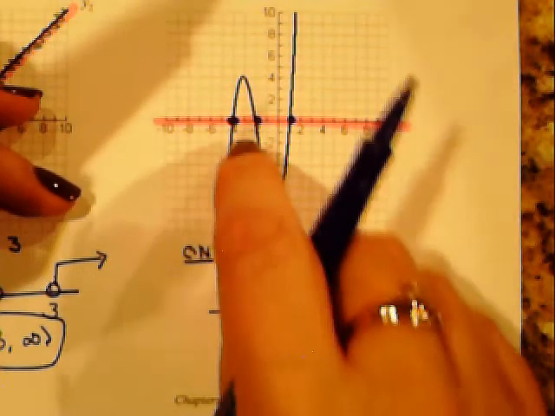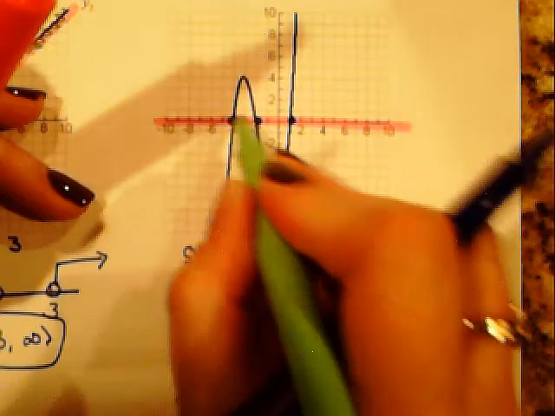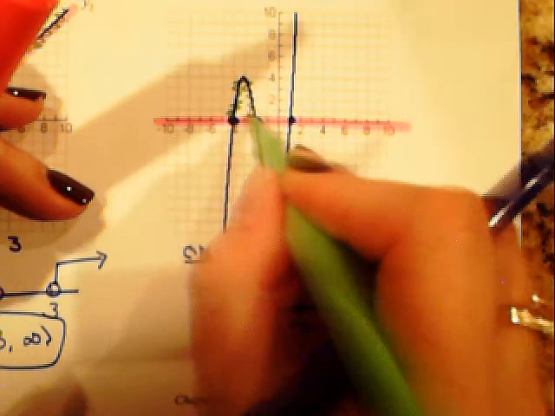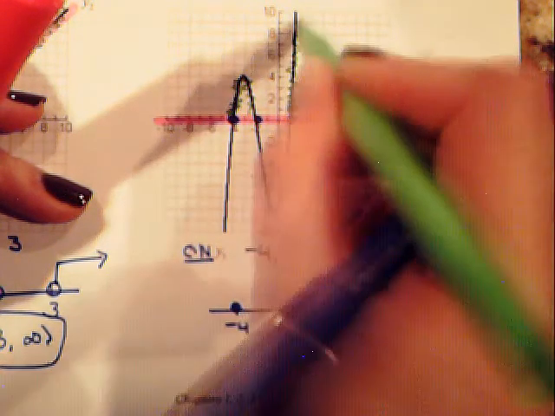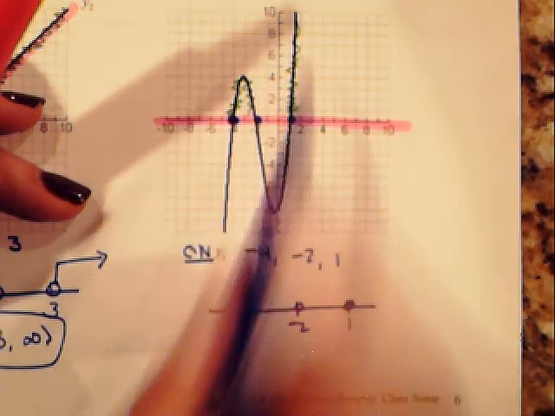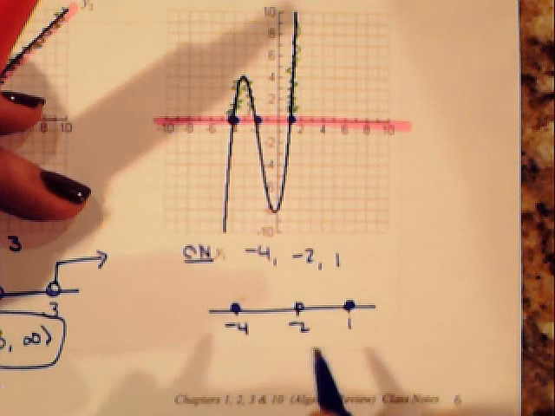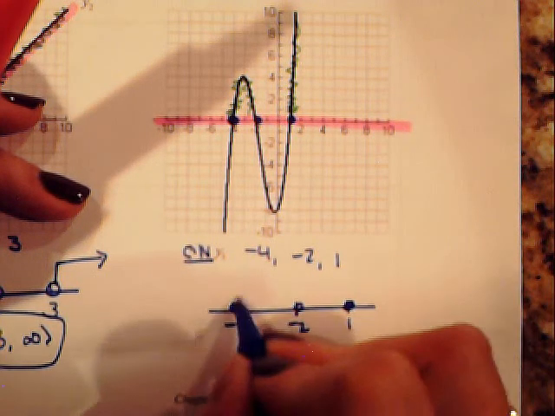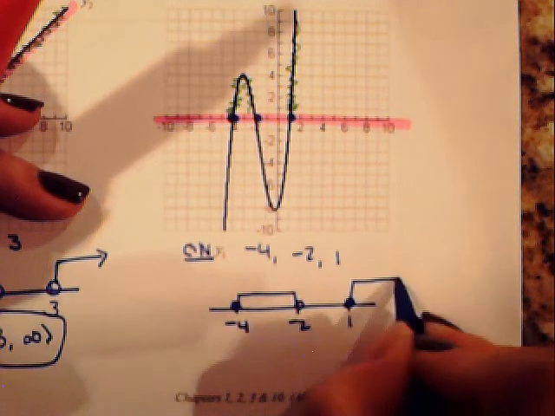So where is the graph above 0? Right here, and right here. As you can see, that's where your graph of your cubic function is above 0, where it's above the x-axis. So I know it's going to be between -4 and -2, and then 1 to infinity.